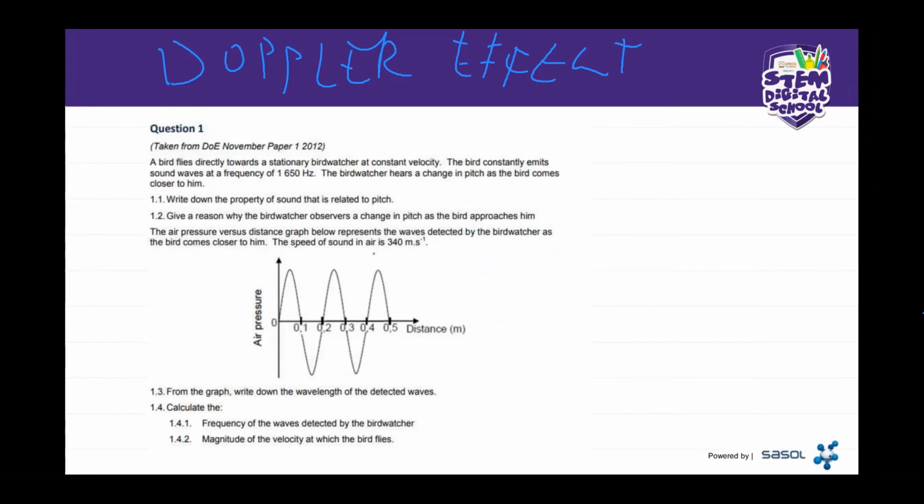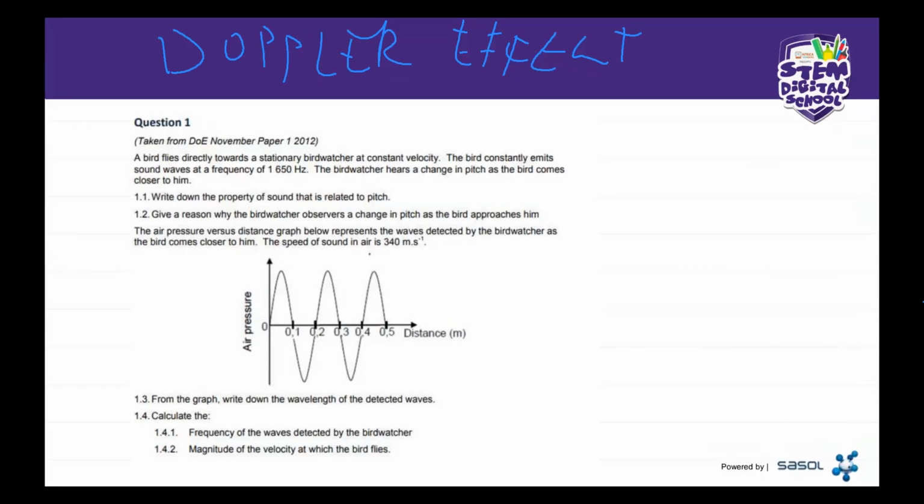Okay, so we're moving on to the Doppler effect. It says here, a bird flies directly towards a stationary bird watcher at a constant velocity. We know that this one is for physical science purposes. We all know that a bird cannot fly at a constant velocity like an aeroplane, but in this case, we are allowing it to because it's physics and we're getting our point across.